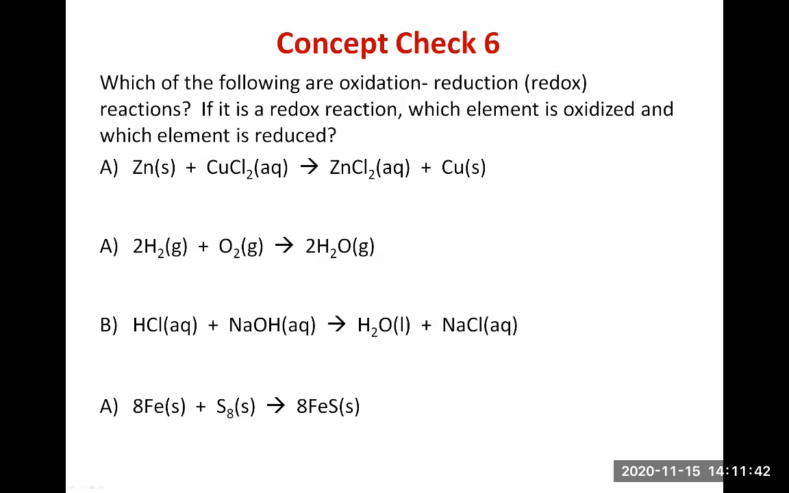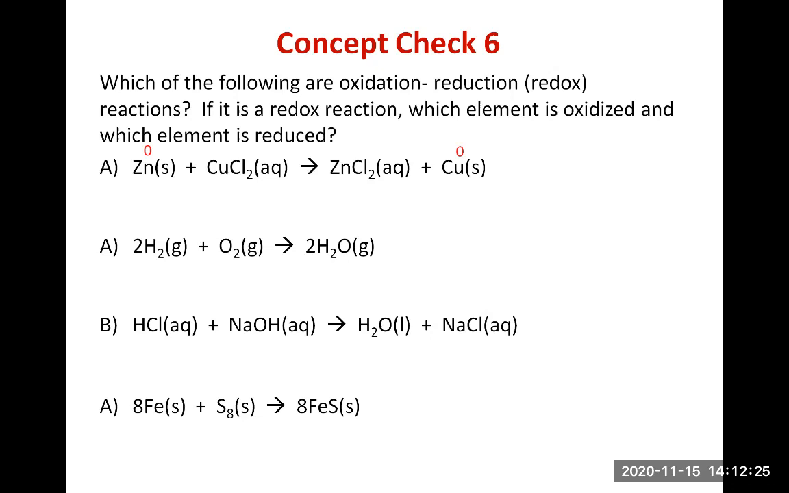We have zinc as a metal, solid, plus CuCl2 aqueous solution gives ZnCl2 aqueous plus Cu solid. Whenever you have a metal, if you look at your periodic table, any element that is a metal, from the left side of the staircase, when it's just by itself in its elemental form and it's a solid because it's a metal, that's the elemental form for the metal. So zinc and copper in this reaction will be in their elemental state and will have 0 charge.